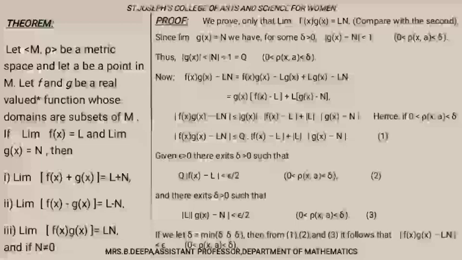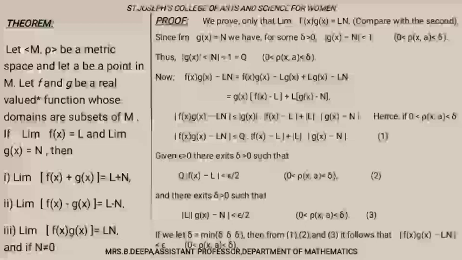n. So given epsilon greater than 0, there exists delta greater than 0 such that q times modulus of f of x minus L is strictly less than epsilon by 2, and there exists delta greater than 0 such that modulus of L times modulus of g of x minus n is less than epsilon by 2, where rho of x comma a lies between 0 and delta. Substituting this in equation 1, we get modulus of f of x g of x minus L n is less than or equal to epsilon, that is, f of x g of x approaches L n.